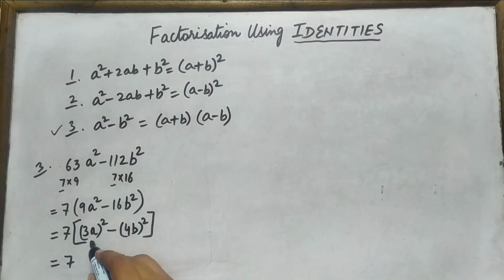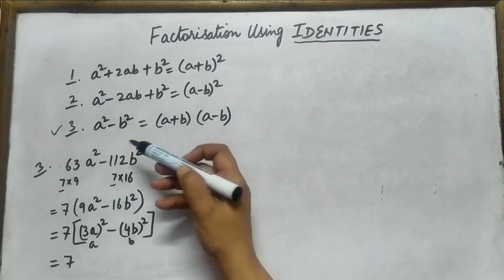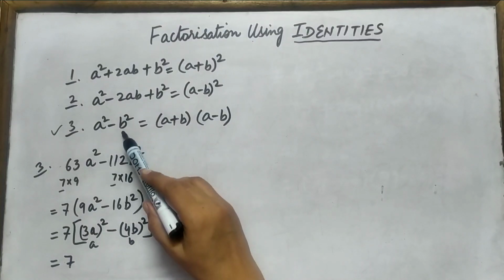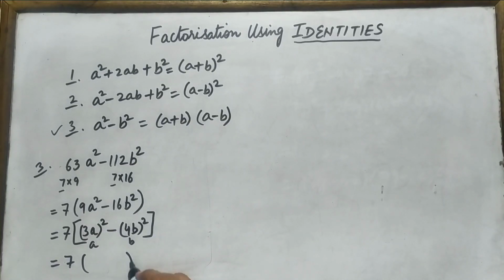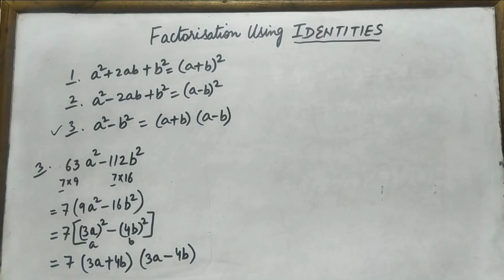Now this is the a term, this is the b term, and we are having the formula a square minus b square is equal to, once we write a plus b and then a minus b. Means these two terms, first we write them with plus sign, and again the second time we write them as minus sign. So these are the required factors of given question using identity 3.